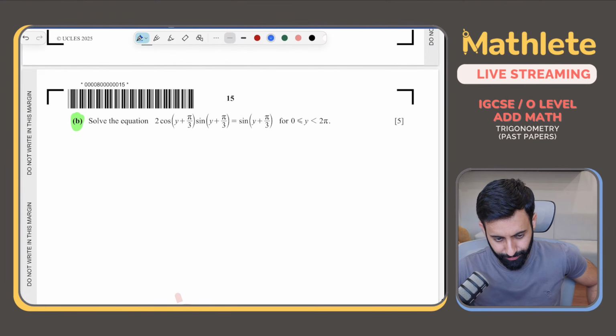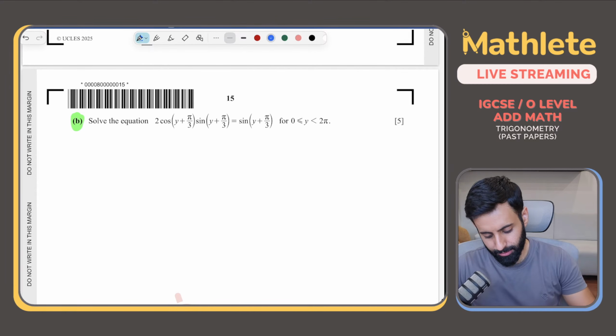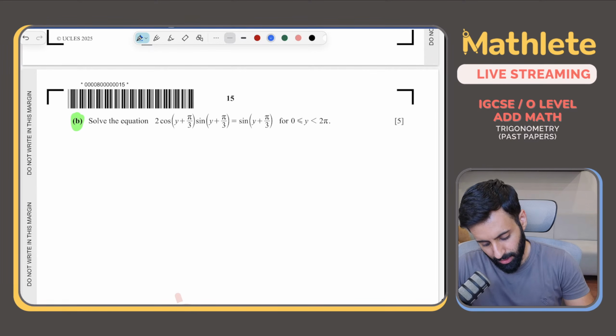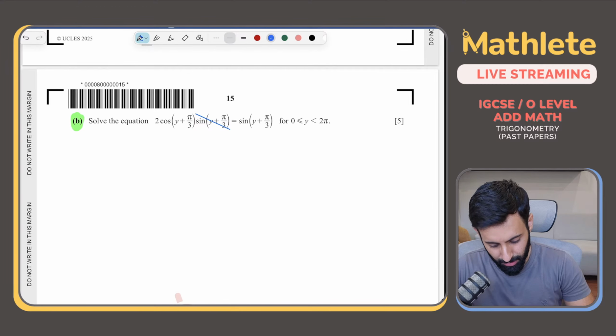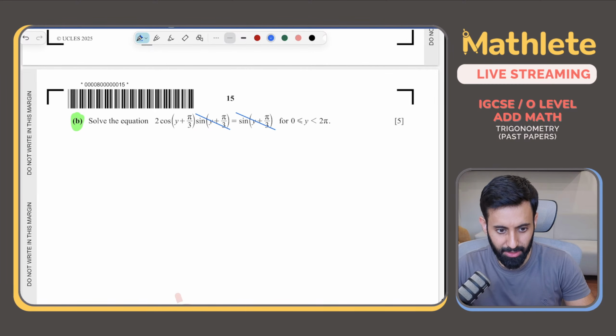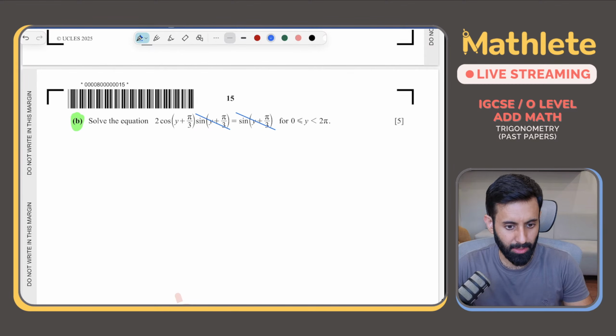ठीक है. Okay, so first of all, answer this question. Can we cross out sine y plus pi upon 3 from both sides? Extras basically means that if you've given any extra solutions, so the instruction to the checker over here is to ignore those extra solutions. That is what it means.